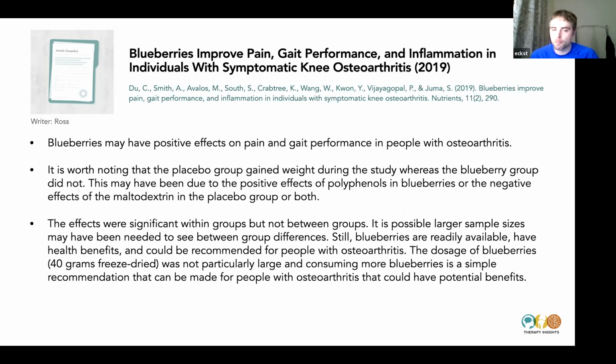Yeah, I think it sounds really interesting. I've never really heard about blueberries impacting osteoarthritis. So that would be something you could possibly have your patients try. Yeah, it's something that's simple and probably not going to hurt them, is the way I see it. Absolutely.